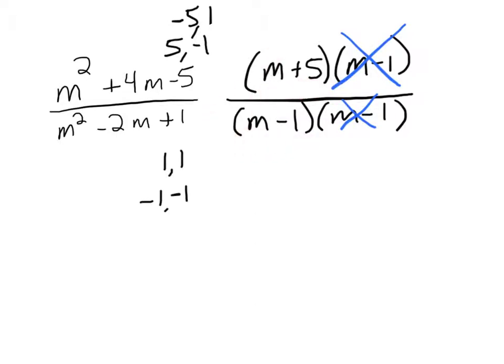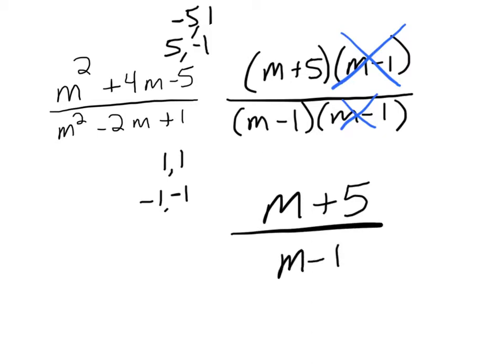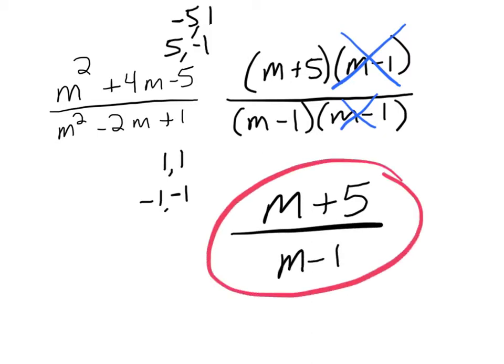Now, we do have an m on top and bottom. However, we cannot cross those off. It has to have a multiplication in between them, similar to what we do right here. So my answer on this one is just going to be, we'll do it in black, m plus 5 all over m minus 1. And that would be my answer on this particular one.